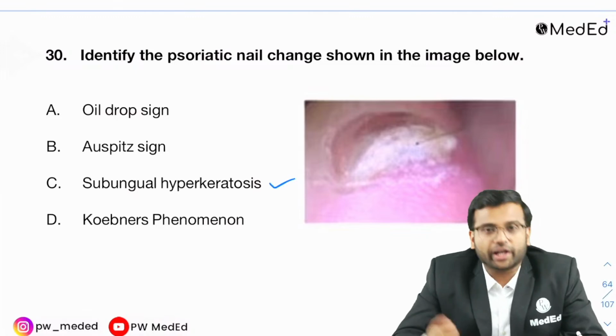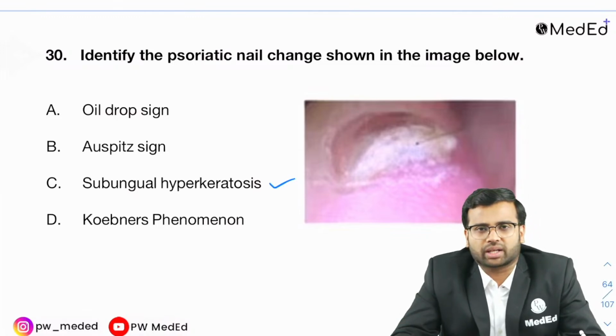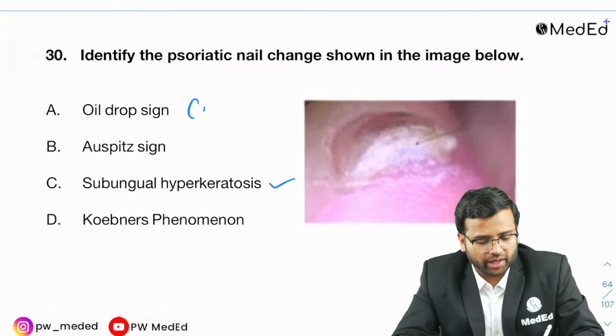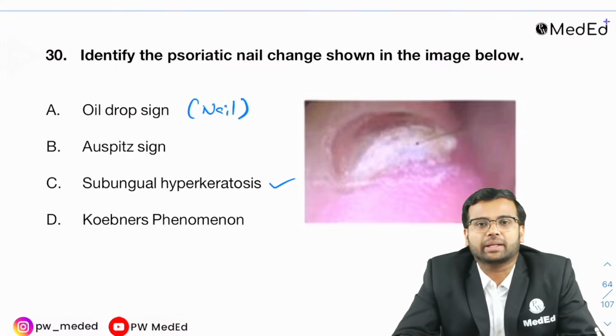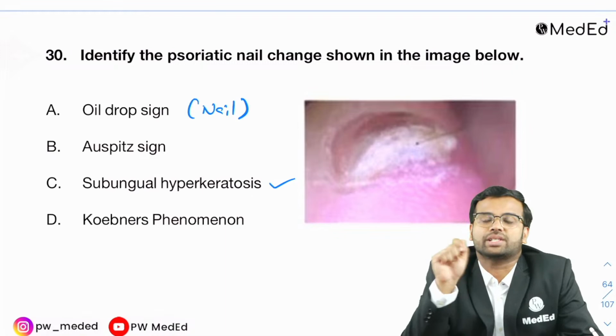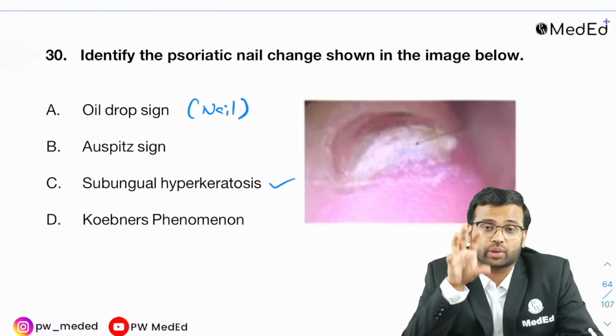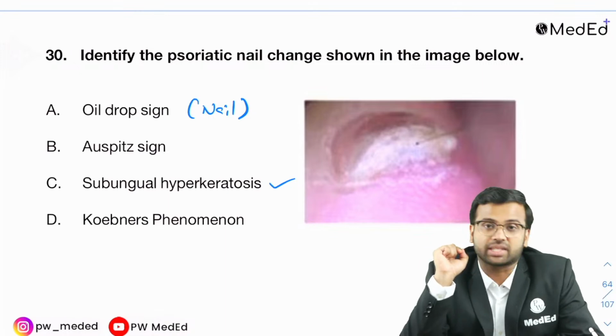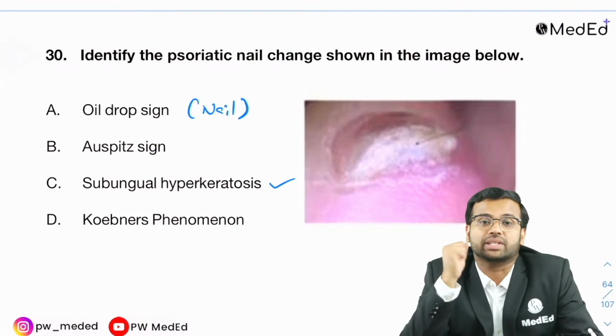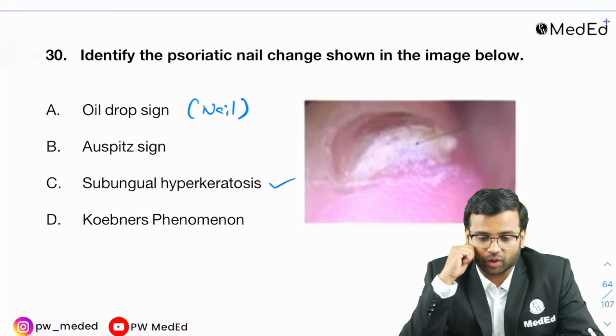Now the oil drop sign we have already discussed, correct? So oil drop sign is also a nail finding in psoriasis. Whereas what is Auspitz sign? Yesterday we mentioned Auspitz sign. In case you scrape over the lesions of a patient of psoriasis, a psoriatic plaque, what happens? Pinpointed bleeding spots can be seen. That is called an Auspitz sign.